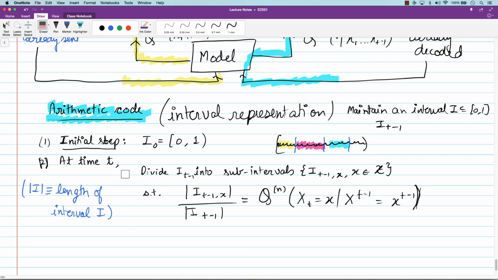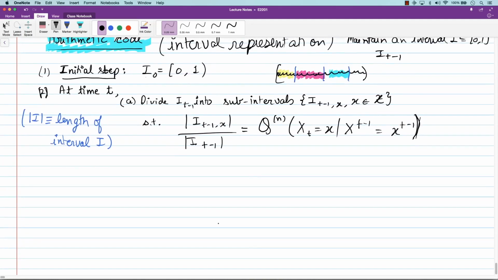I think I formally define it, so I can just call it A. So this is the first thing you do. You access the model and you find out this partition. And then the next interval is I_t minus 1 of x_t. Okay. So you choose the subinterval corresponding to the symbol that you have seen. That's the one you retain for the next one. And you keep on going this way. Okay. So you stop at time n.